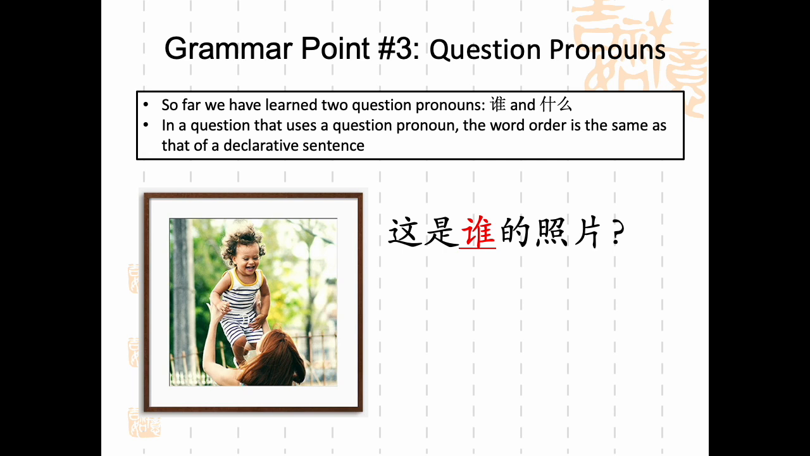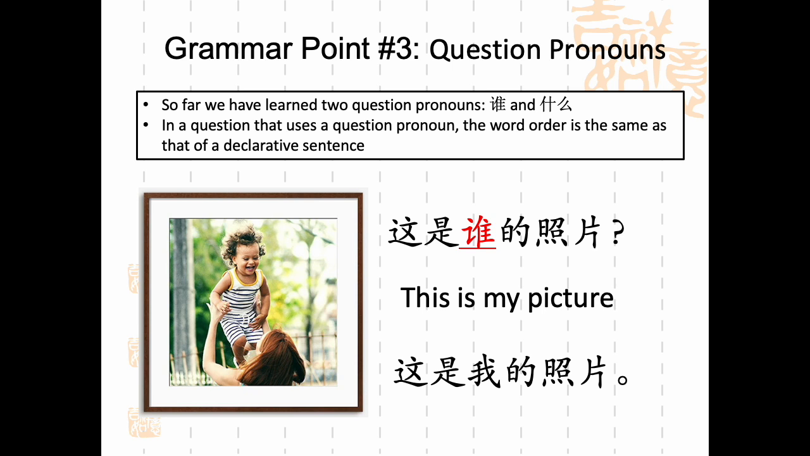这是谁的照片? So whose picture is this? 中文怎么说? How would you say this? 这是我的照片. So again, the word order in a question is the same as that used in the answer. The answer just simply replaces the question pronoun.